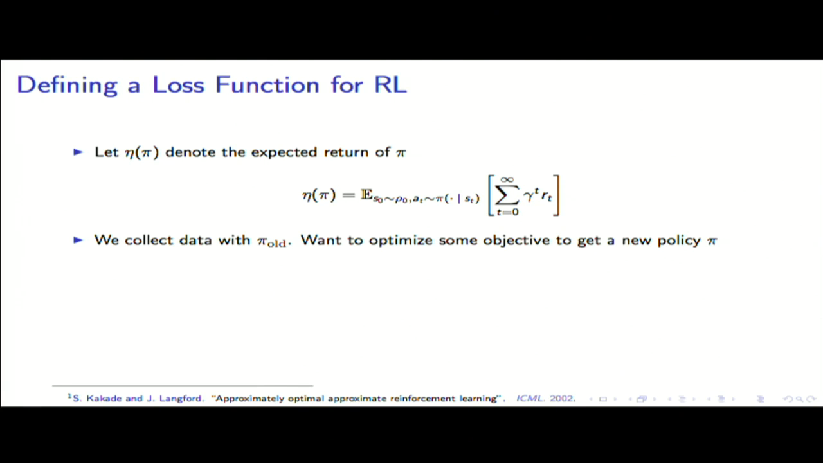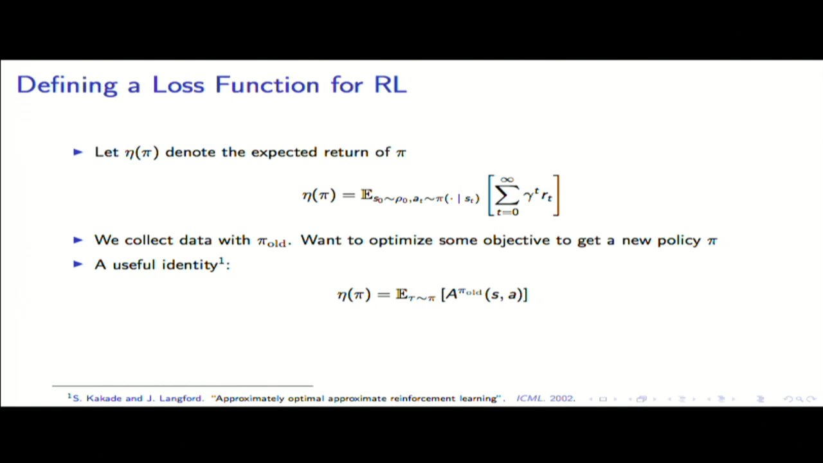Let's say we have a policy which we're going to call pi old, meaning it's our old policy that we're going to try to update. All we can do is sample from this policy. So the general framework is that we sample from pi old, and then we want to optimize some objective to get a new policy pi. So how do we do that?